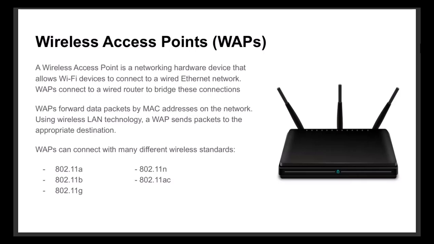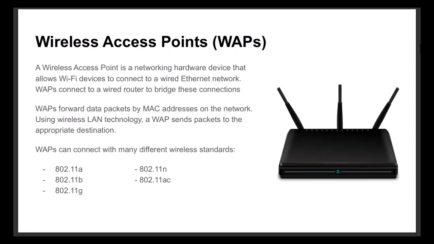And then what we can do is once the wireless access point is connected to our switch, all of our users can then connect to our network over a wireless 802.11 signal. Wireless access points are able to forward data through MAC addresses, the same way that we do with our switches.